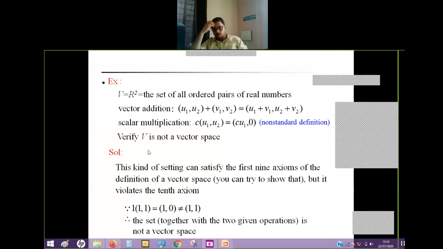Are you getting this example? Please confirm in the chat box. So we have seen standard examples, 6 to 7, then 3 to 4 more, a total of 9 to 10 examples of how to say whether it is a vector space or not. Please guys, be attentive. Please give me answers.